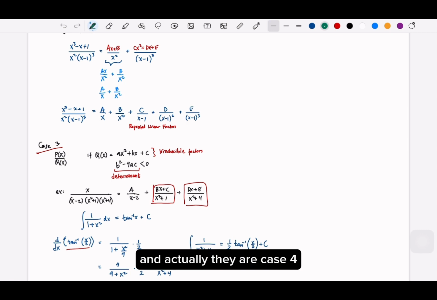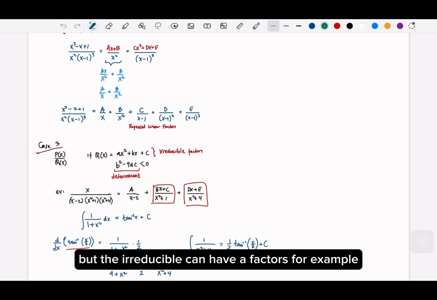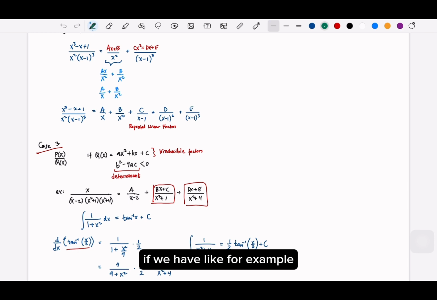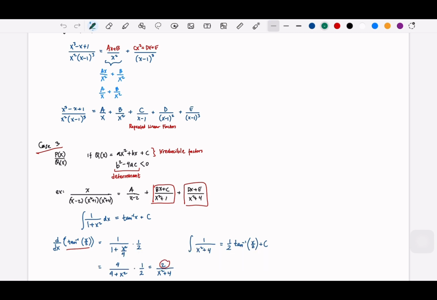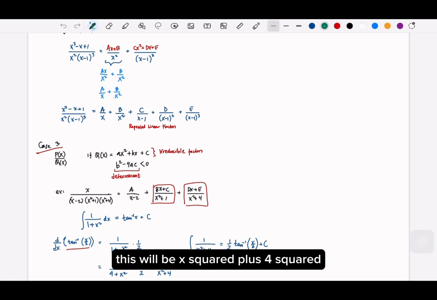And actually there is a case 4, which is the same as this, but the irreducible factor can be repeated. For example, we have another additional fx plus g. This will be x squared plus 4, squared. Okay. I will review all of this again, cases 1, 2, 3, 4, with examples.